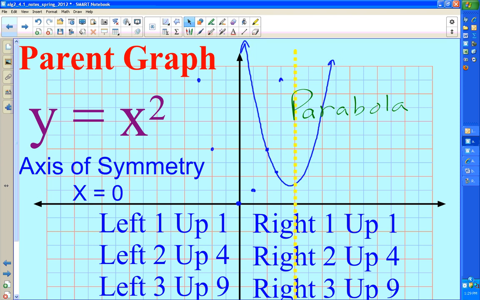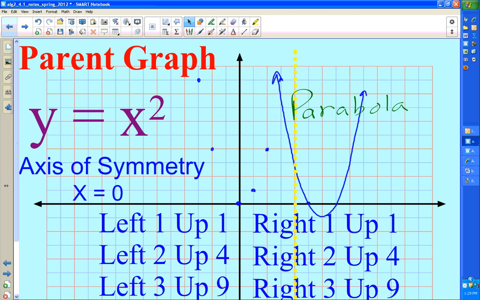If the parabola moves to, let's say, right here, what are the coordinates of the vertex? Can you see that? 6, negative 1. What's the equation of the axis of symmetry? X equals 6.